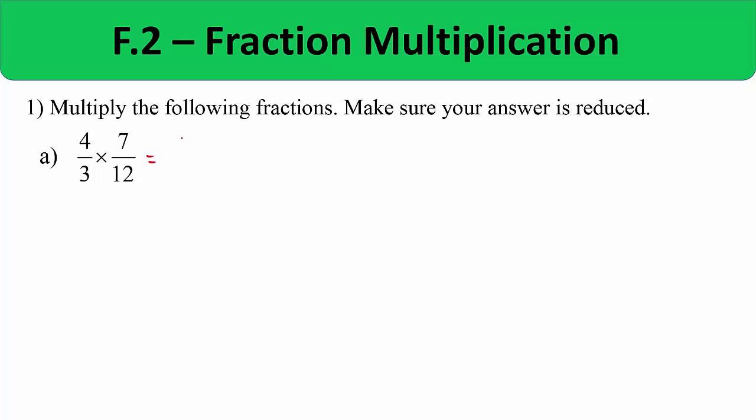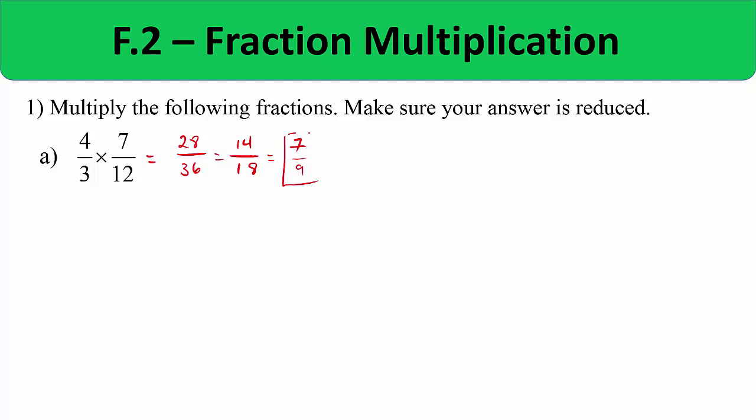So with this example, we would end up with 28 for the numerator and 36 for the denominator. Now we need to reduce this fraction. At first glance, we realize that they're both even. So if we divide the top and the bottom by 2, we get 14/18. However, that is not fully reduced. We can do that again, divide the numerator and the denominator by 2 to get 7/9.